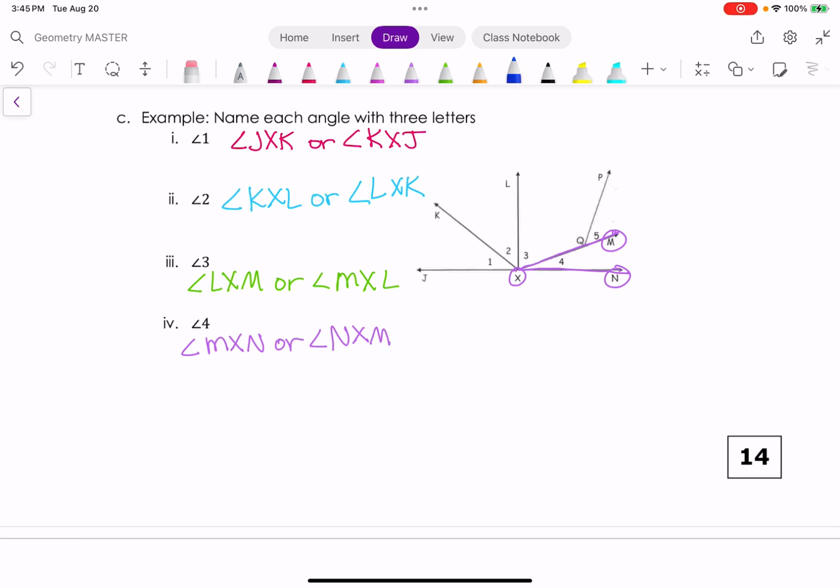Now, let's look at angle 5 real quick while we're here. We got angle 5 right here. And here are our letters, okay? See if you can name those by pausing. So angle 5 would be angle PQM or angle MQP, as long as that vertex is in the middle.